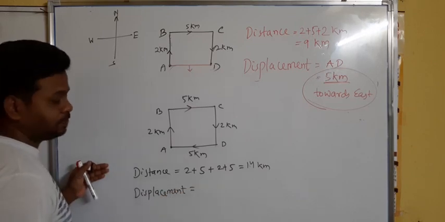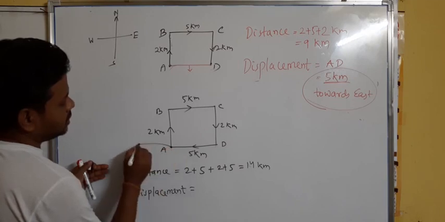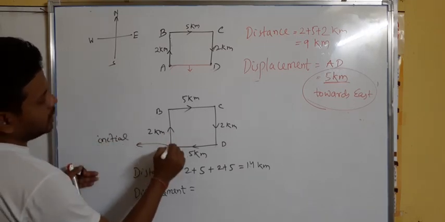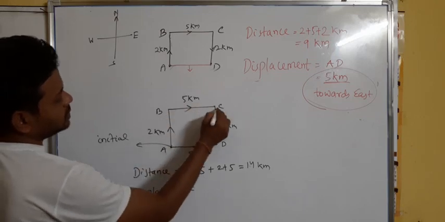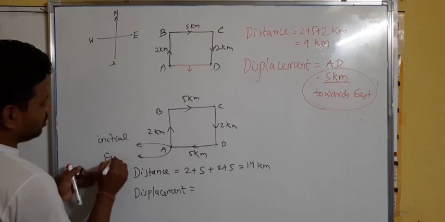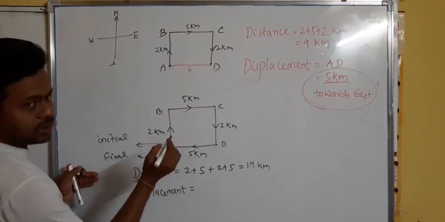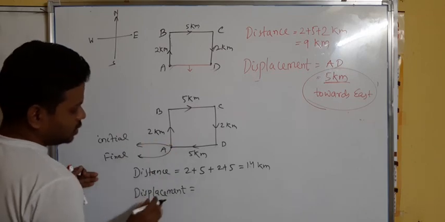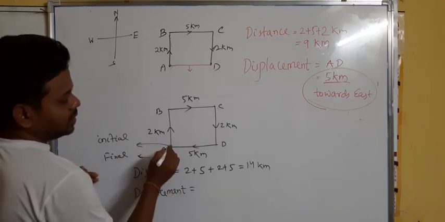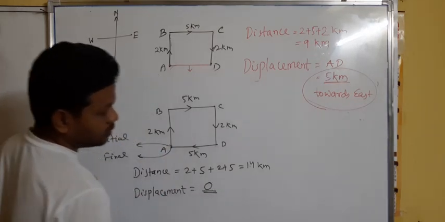But if displacement is asked, then what will happen? You see, this is the initial point, and after covering A to B, B to C, C to D, it again reaches A. This is also the final point. So point A is initial as well as final. Displacement is the distance between initial and final point, so displacement will be 0.